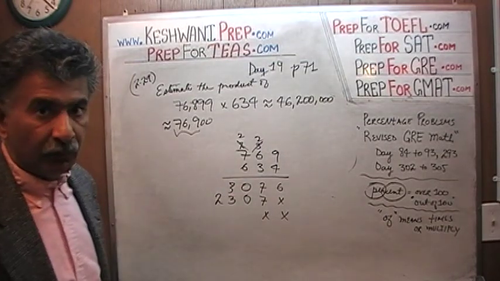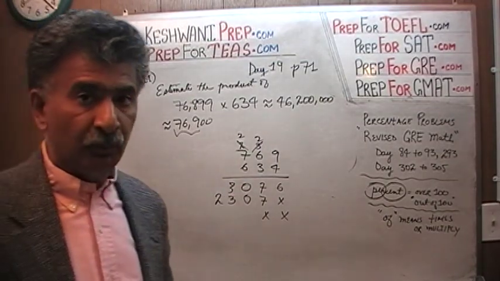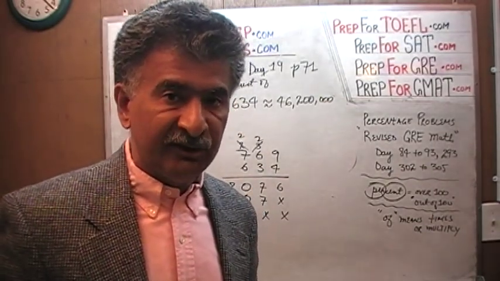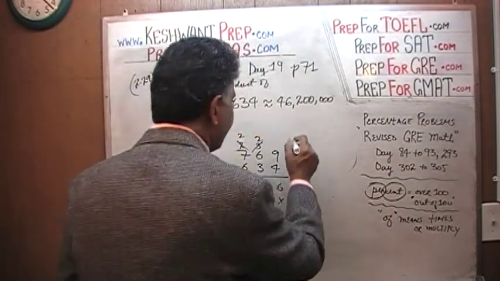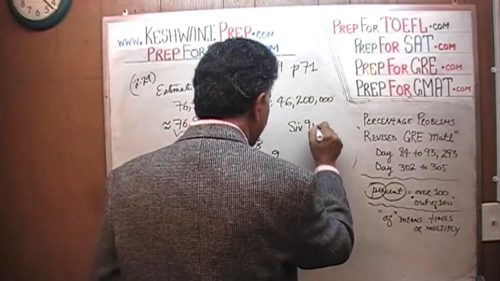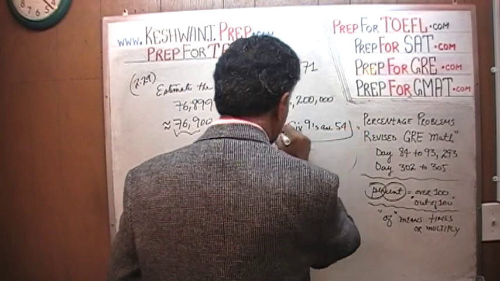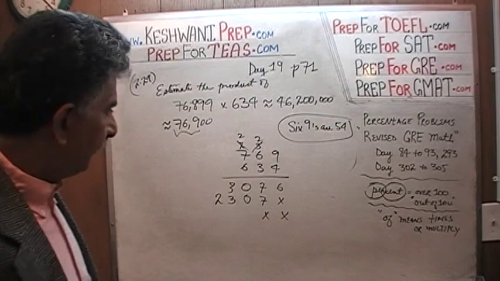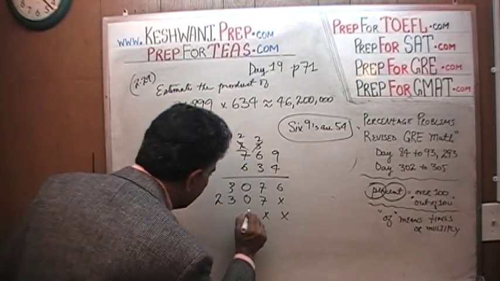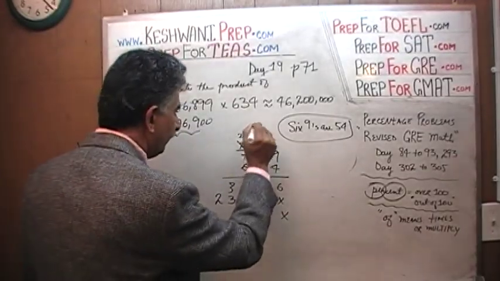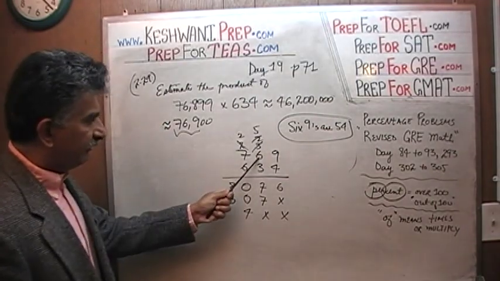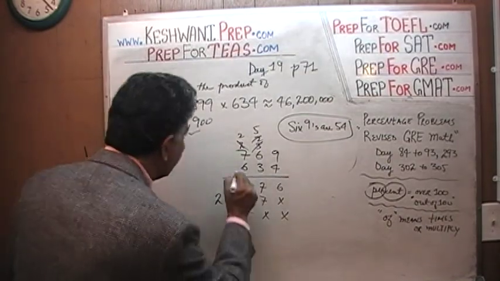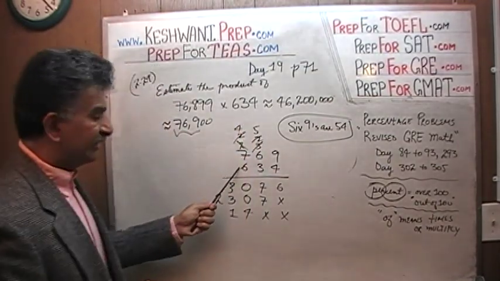6 9s are 54. You must know your tables 1 through 10 by heart. If you have to stop and waste 5 seconds to figure out what 6 9s are, that's a problem. 6 9s are 54. 4, carry 5. Cross out the 2 and put a 5 there. 6 6s are 36. 36 plus 5 is 41. 1, carry 4.